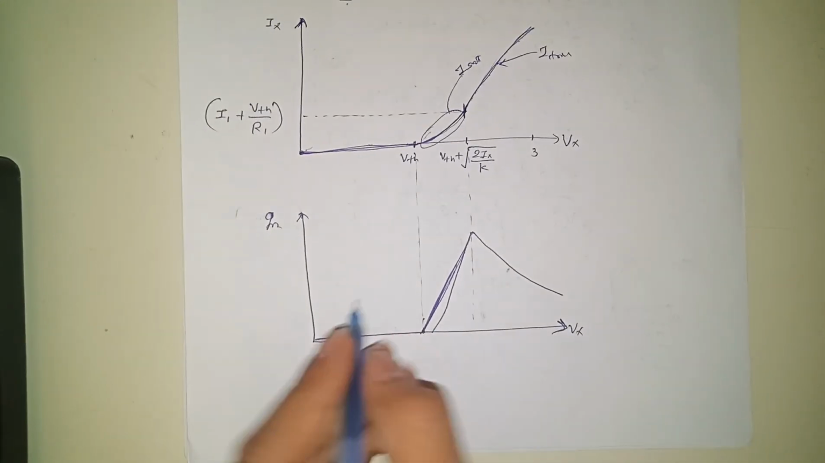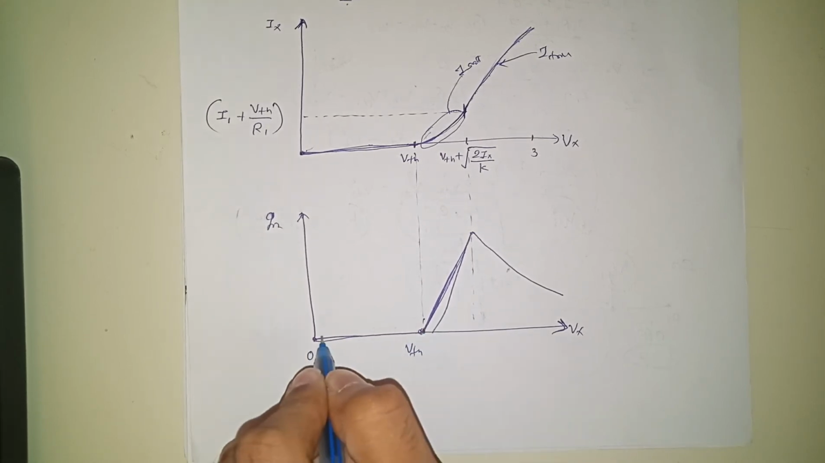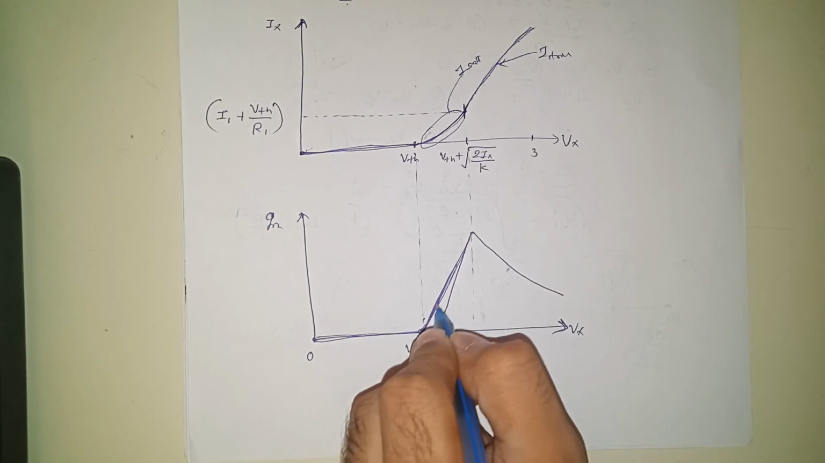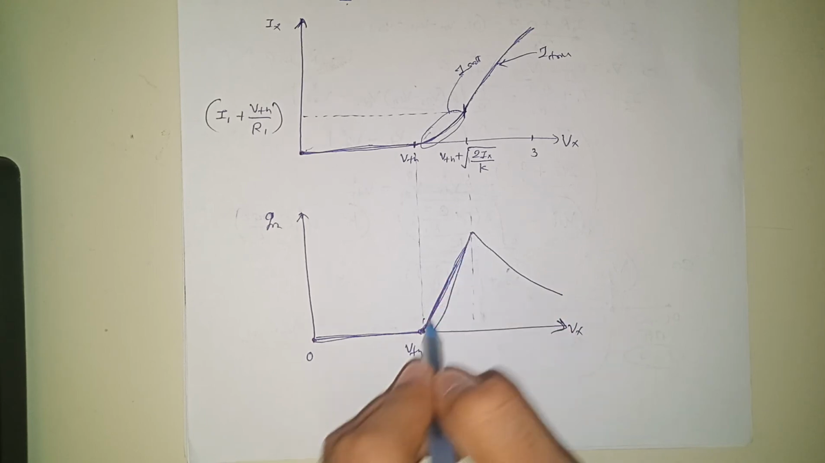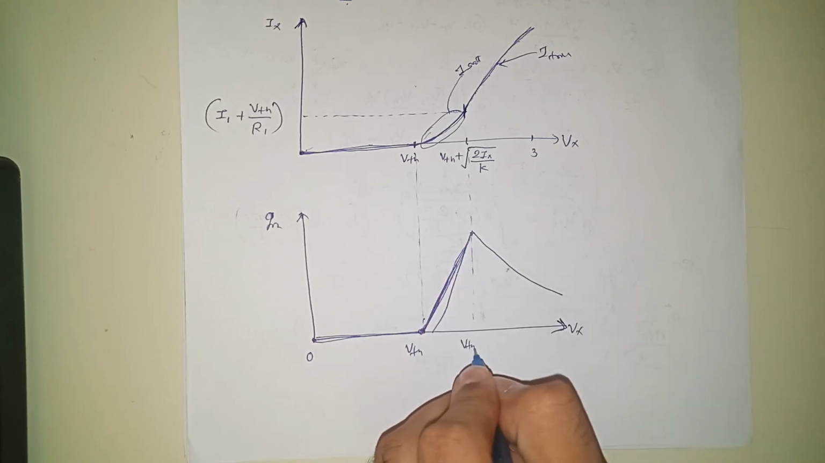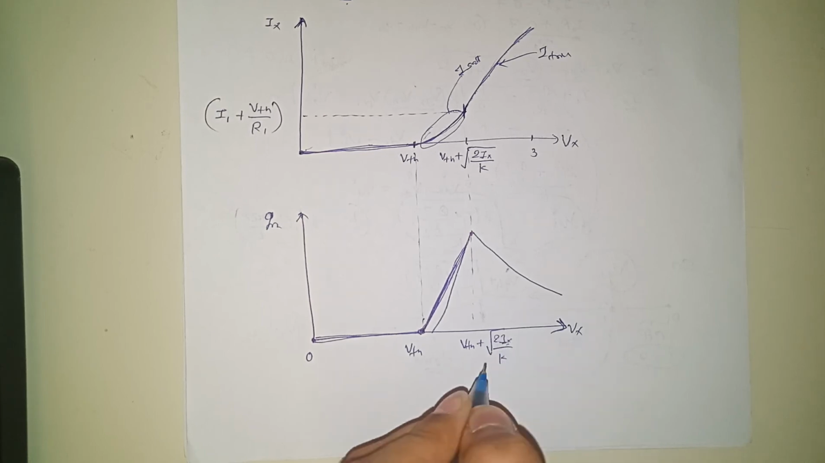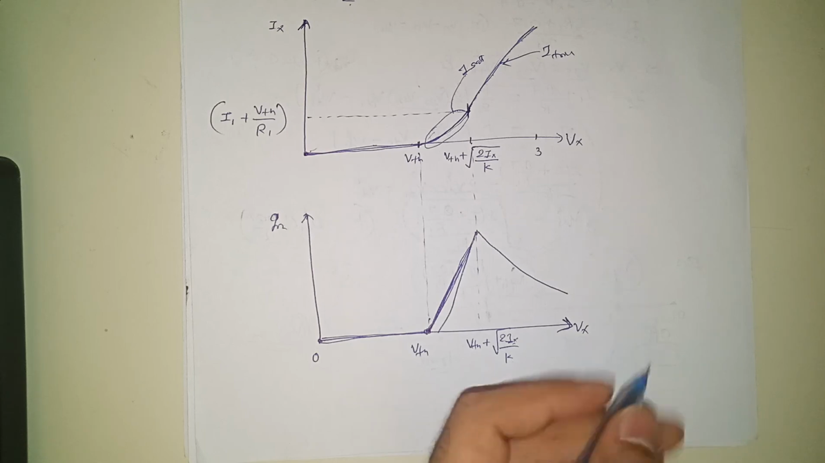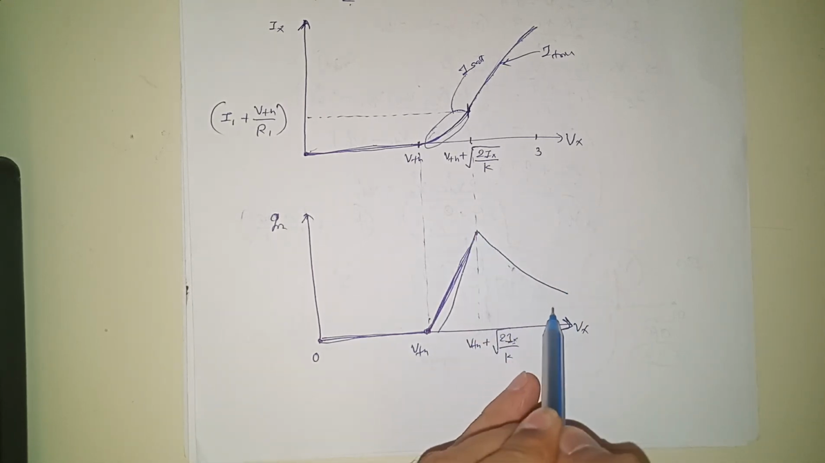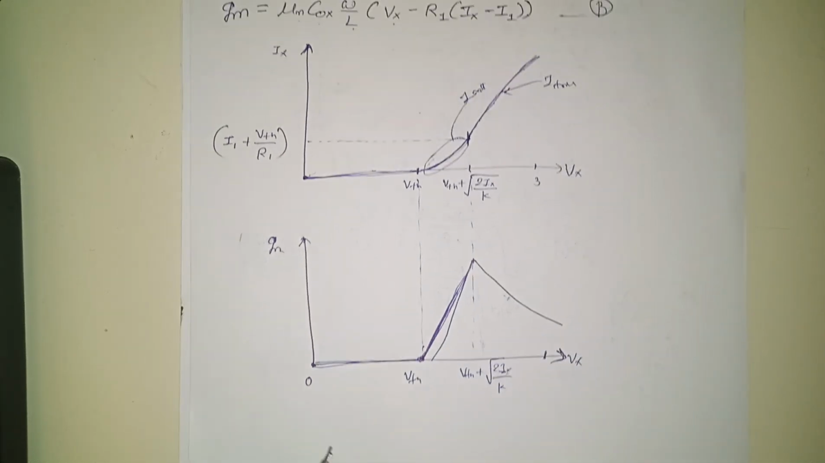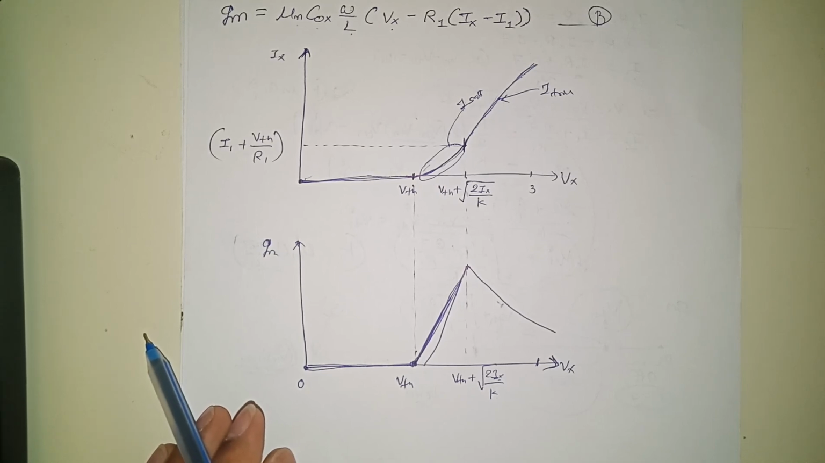And the same goes for Gm. From 0 to VTH, Gm will be 0. After that it will increase as a straight line up to VTH plus under root 2Ix by K. Ix you can put the value as we put earlier, and K is mu n Cox W by L, and after that Gm will decrease. Okay, alright, so this is the solution. We will continue with problem number 2.7 after this video.